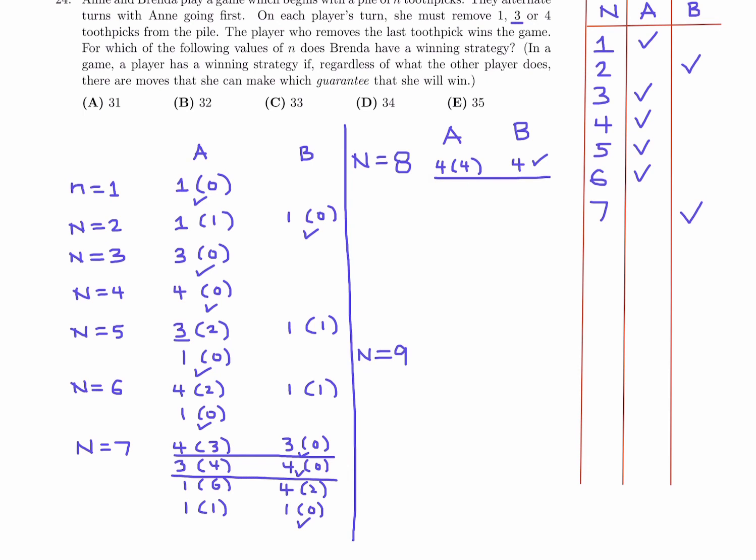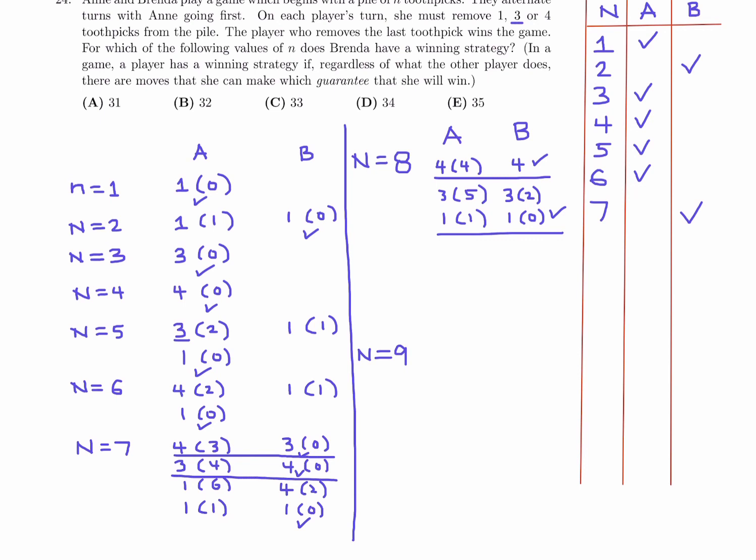If Anne removes only 3, there's 5 left. Then Brenda can remove 3, and that leaves 2. Then Anne can just remove 1. That's the only choice she has. That leaves 1. And Brenda removes that and wins. So it looks like so far Brenda is going to win. But Anne is smart. She's going to try to choose a strategy to make Brenda lose when N equals 8.